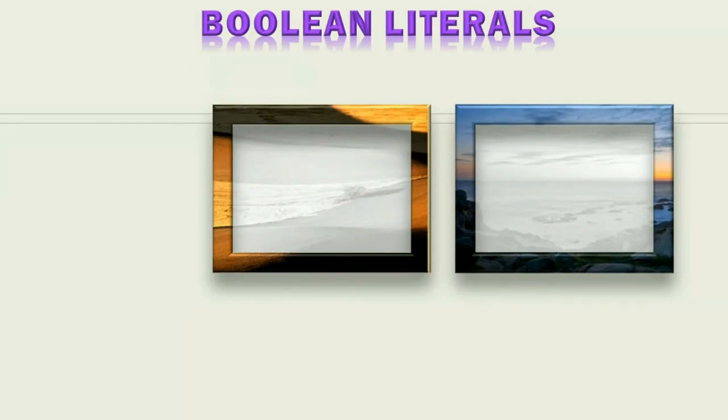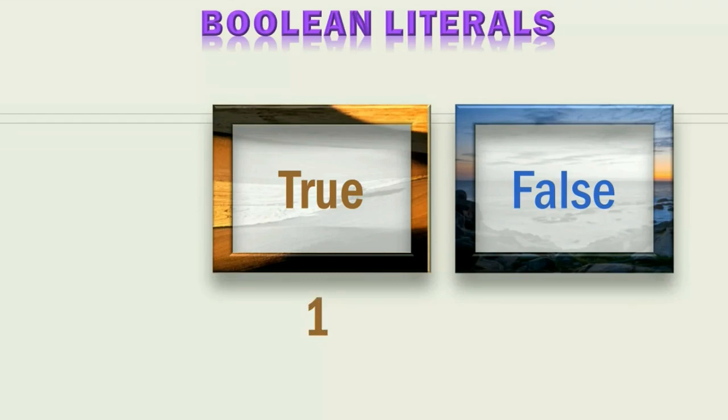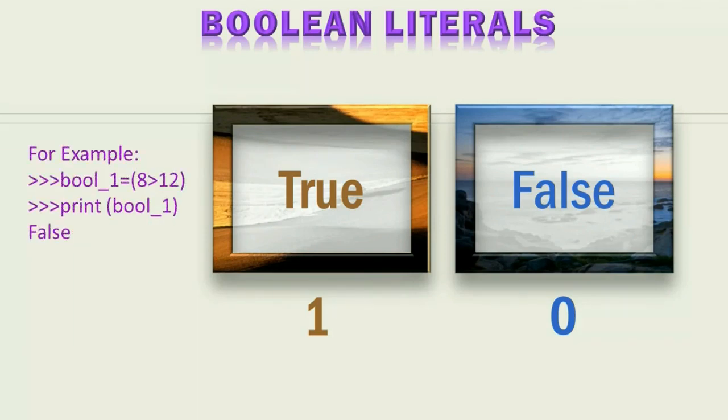Now, what are Boolean literals? Boolean literals have only two values in Python. These are True and False. True means 1 and False means 0. In other words, any non-zero value is true and the value 0 is false. For example, as we can see here, 8 greater than 12 is assigned to a variable, and when we print the value of that variable, it gives you False because here 8 is not greater than 12.